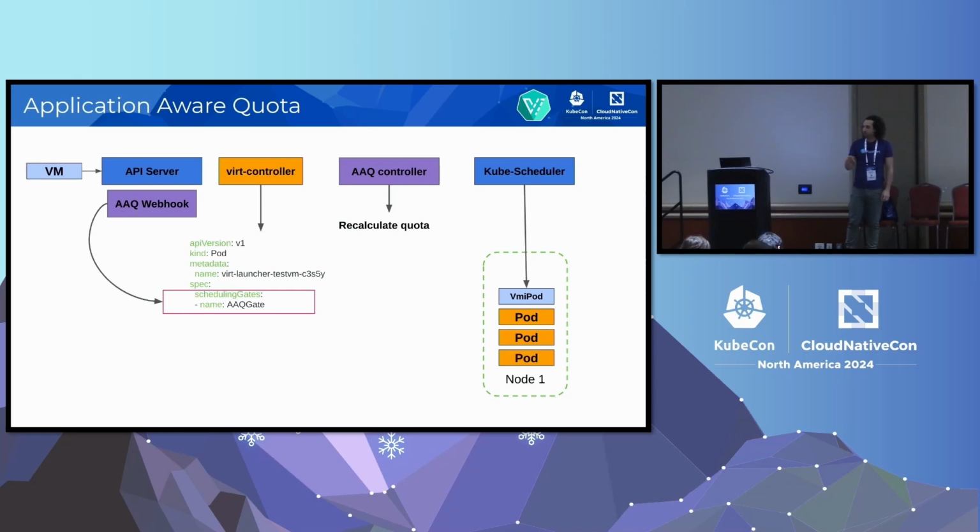Same way for live migration, when we create this target pod, it would be recognized by the Application Aware Quota controller that it's actually part of an already running virtual machine. And since we don't want to bill the users twice, that target pod will be scheduled to the node immediately, effectively unblocking live migrations.